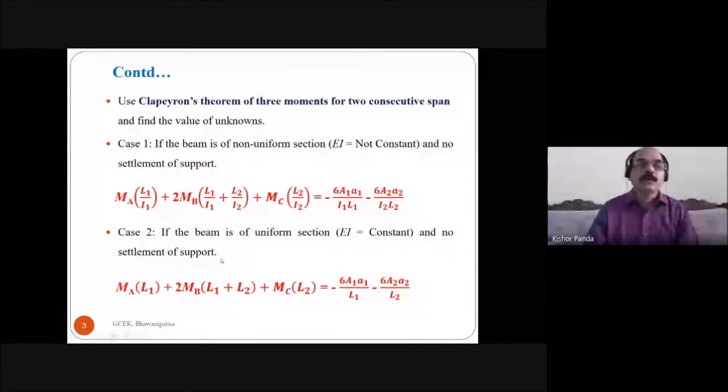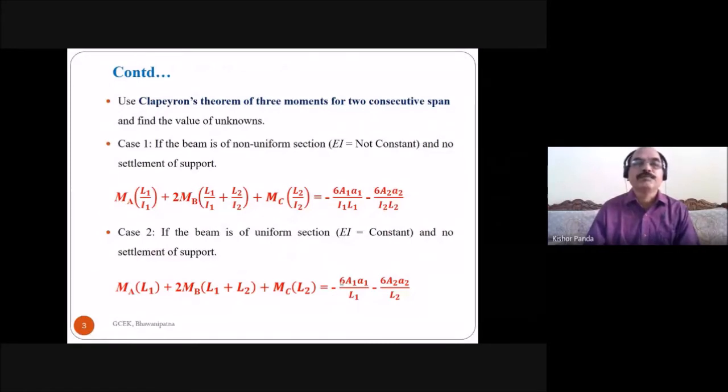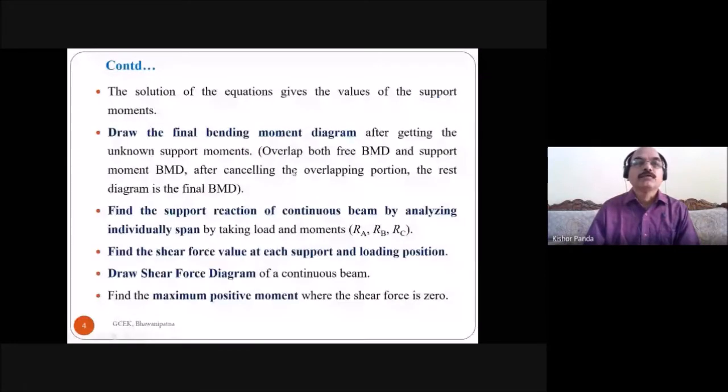In this case you take I1 equal to I2, so I1 and I2 cancel on both sides. So the equation becomes MA L1 plus 2MB (L1 plus L2) plus MC L2 is equal to minus 6A1 x1 by L1 minus 6A2 x2 by L2. This is the Clapeyron theorem. So when the beam is of non-uniform section or uniform section, with no settlement of support, using this formula you can find the support moments. The solution of the equations gives the values of the support moments.